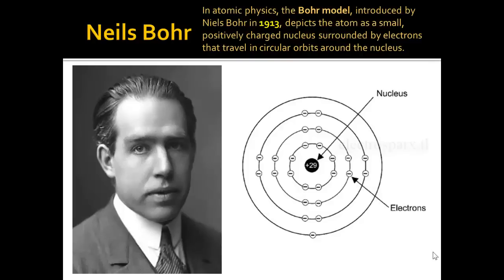So this model that you're looking at here, the Bohr model, represents a nucleus which is to represent the bulk of the mass. And a nucleus is made up of protons and neutrons. Orbiting around the nucleus are a number of electrons equal to the number of protons in the nucleus. A proton is positive, you see the nucleus there, plus 29, and then there should be 29 negative electrons.